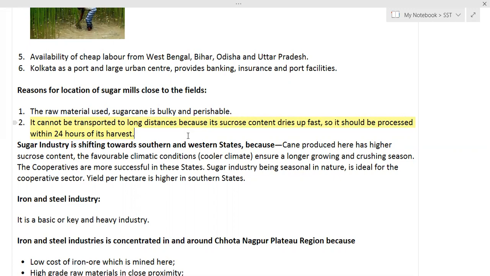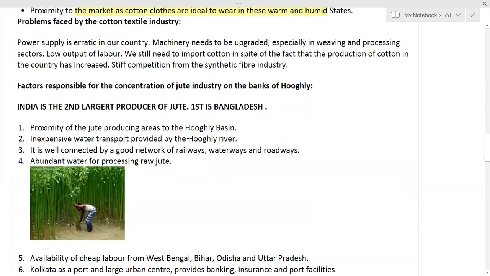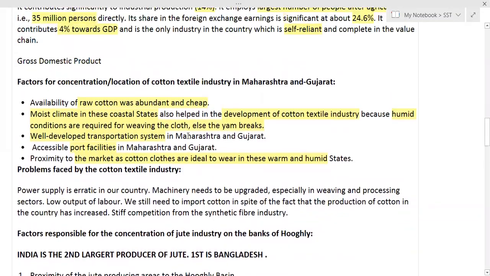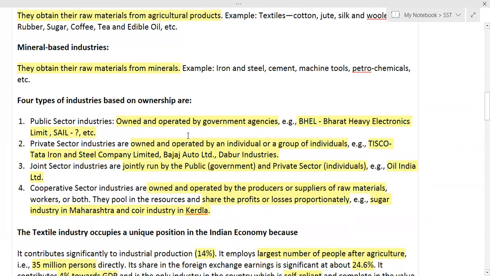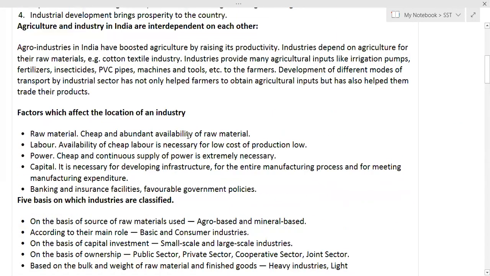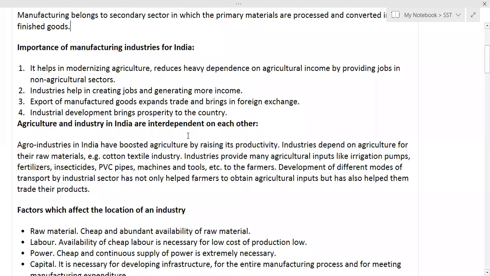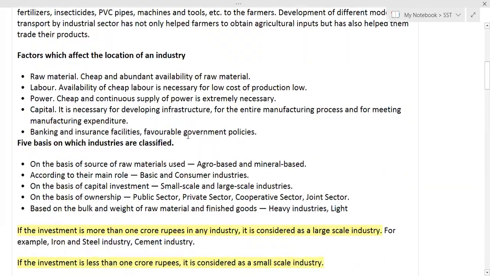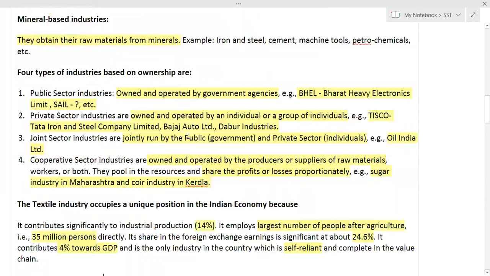Cooperative sector, we have just studied what cooperative sectors mean. See, I have just taught you guys. Where does it come?